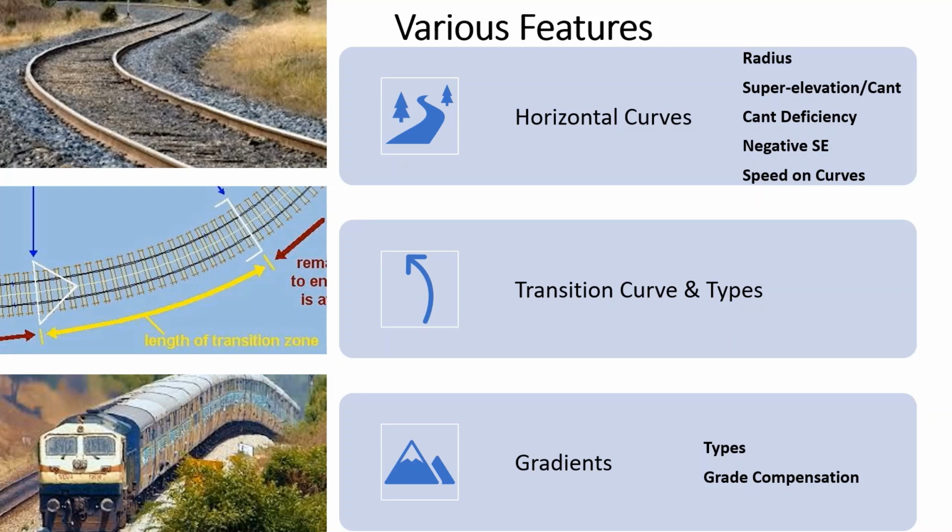So there will be a difference between the maximum required and the actual provided, which becomes the cant deficiency. And there can be negative super elevation, because if the tracks are deviating in two different directions, there can be negative super elevation. Then again we have to see, based on all these factors, what should be the safe speed on curves. So these were the different features that we will see under the horizontal curves.